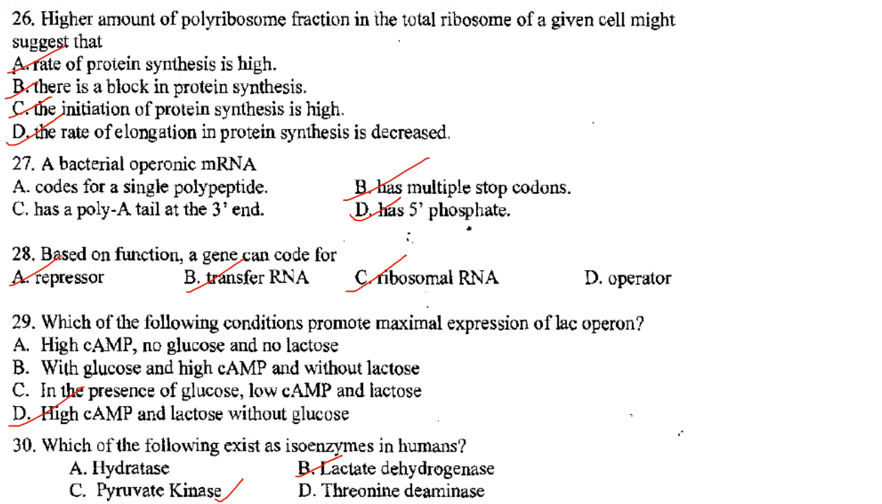Which of the following exist as isoenzymes in humans? So hydratase, no. Lactate dehydrogenase, yes, that exists as isoenzymes. Then pyruvate kinase, that is also existing as isoenzyme. Threonine deaminase, no. So answer is option B.